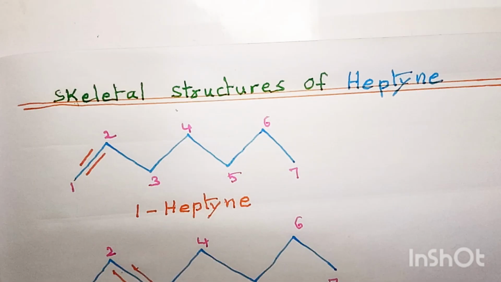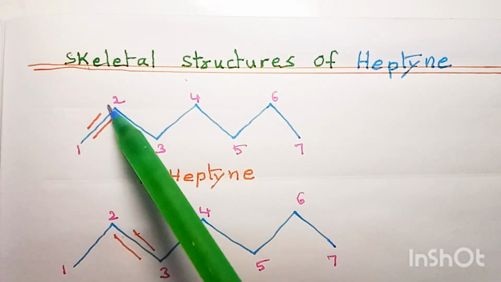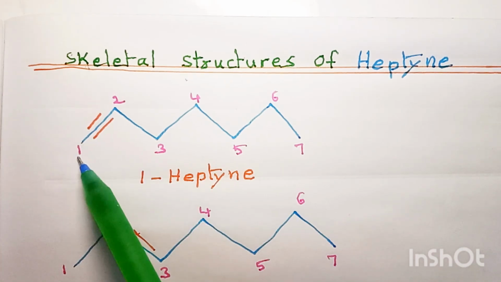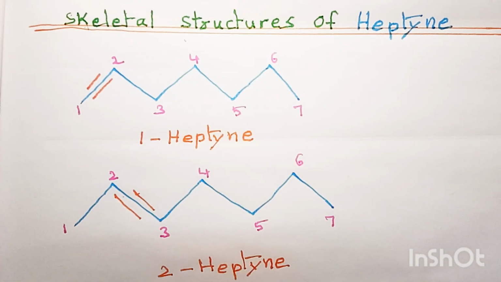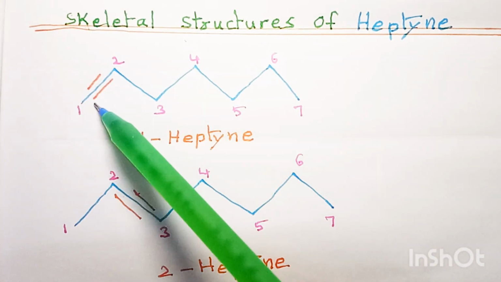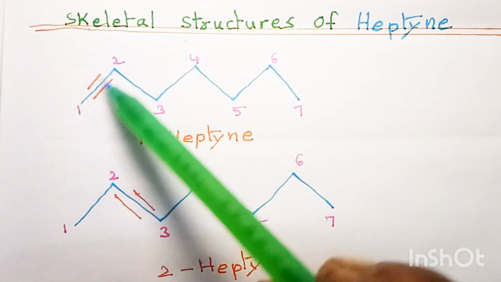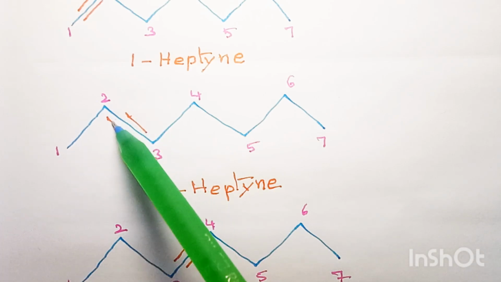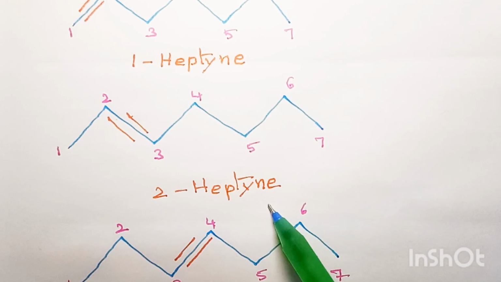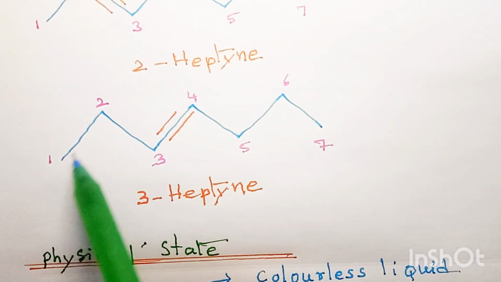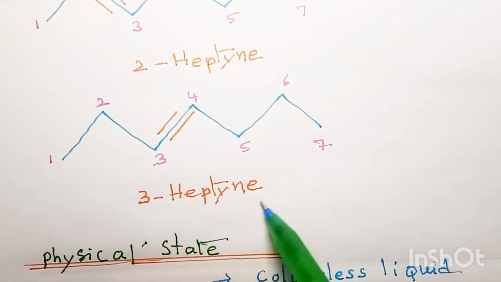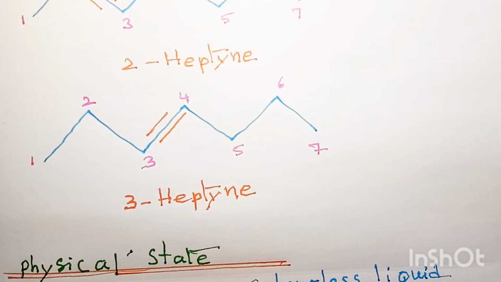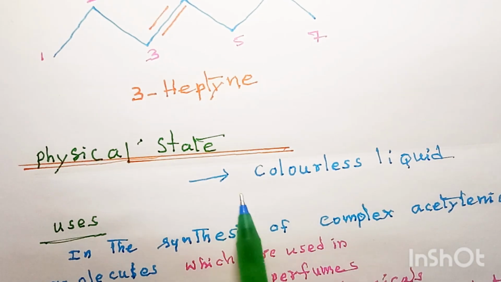Okay. Now the skeletal structures. You draw a zigzag line like this. So name them 1, 2, 3, 4, 5, 6, 7. They represent 7 carbon atoms. For the first, between the first carbon and second carbon, you draw 2 more lines. So that becomes a triple bond. This is 1-heptyne. In the next structure, if you draw 2 more bonds between 2 and 3, it becomes 2-heptyne. For the next figure, if you draw 2 more lines between 3 and 4, it becomes 3-heptyne. These are the skeletal structures of heptyne. Physical state of heptyne: heptyne is also a colorless liquid.